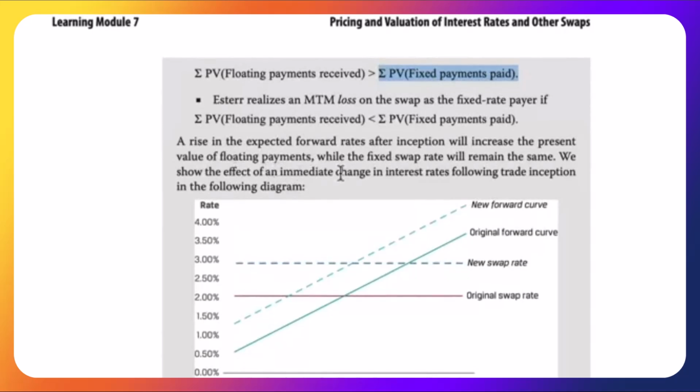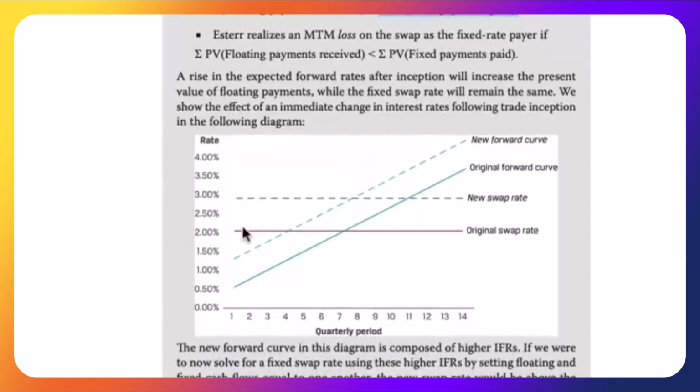We show the effect of an immediate change in interest rates following trade inception in the following diagram. So here's the original swap rate. Here is the original forward curve. Let's shift the forward curve up. We have a rise in rates.